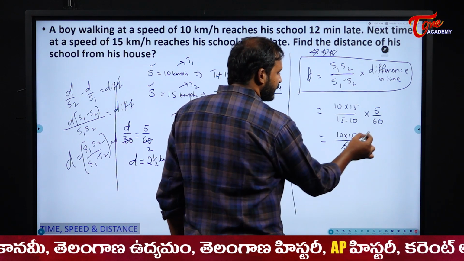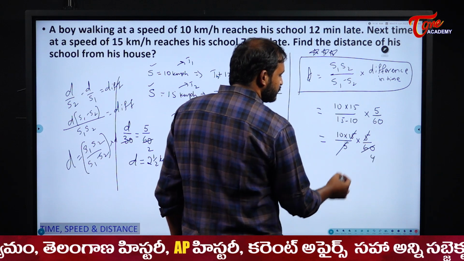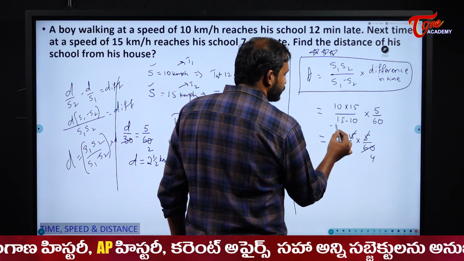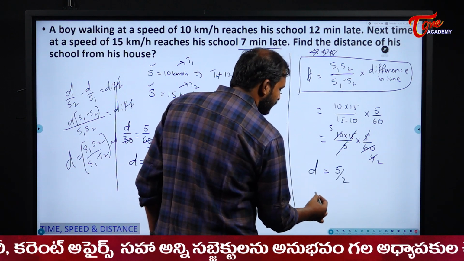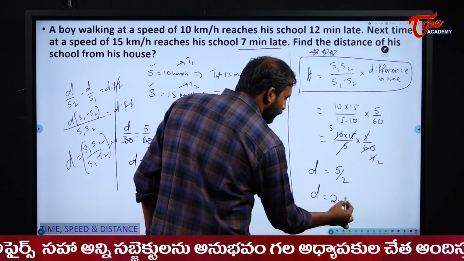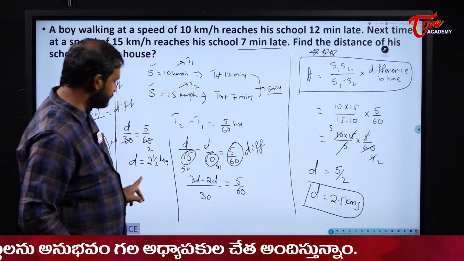So 5 gets cancelled. 15 ones, 15 fours, 2 fives, 2 twos. At last what did I get here? 5 by 2. D is equal to 5 by 2, which is equal to 2.5 kilometers. Same answer, 2.5.